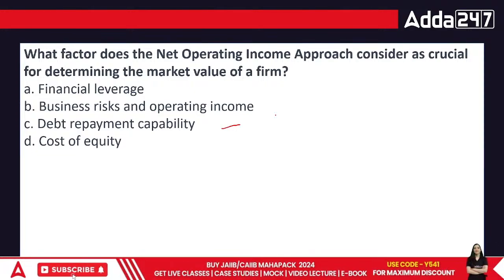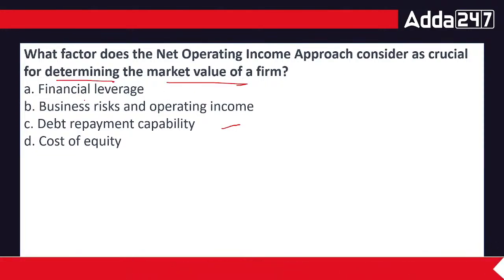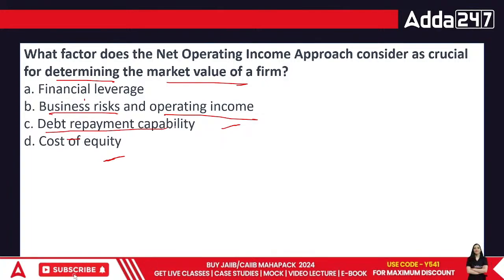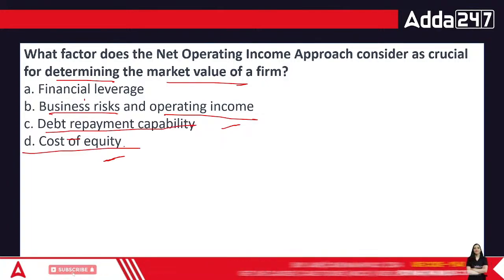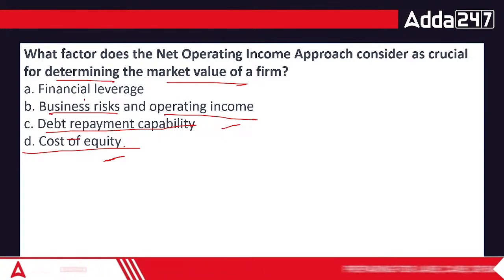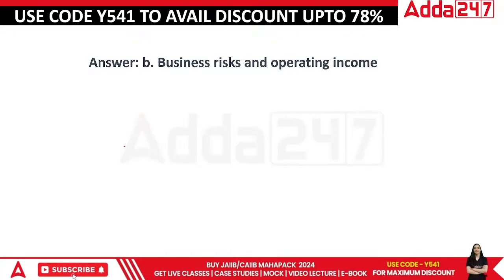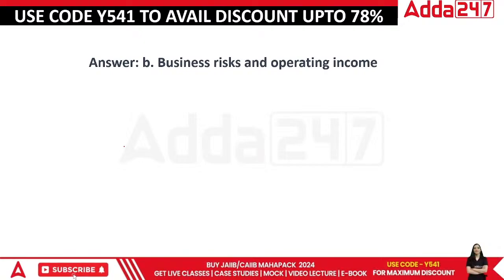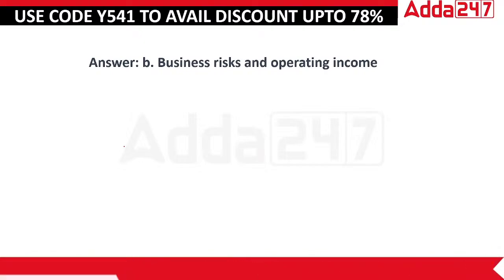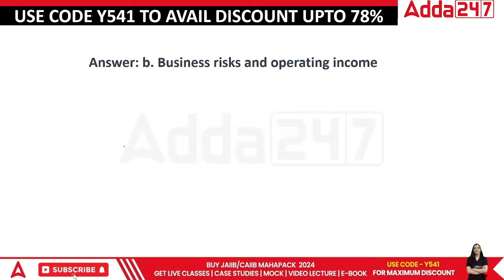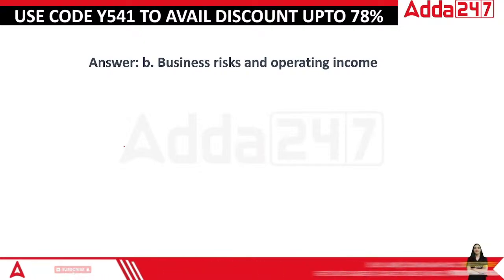What factor does the net operating income approach consider as crucial for determining the market value of the firm? Financial leverage, which is the loans that they're taking, business risk and operating income, debt repayment capability, or cost of equity. Whenever we're talking about net operating income, this is the income of the business itself. In this case, it would be business risk and operating income, everyone. The overall question shows that when we talk about more leverage, we are ready for more financial burdens, and if we are taking more financial burdens, we have to take out the required money to meet those tough financial situations as well.